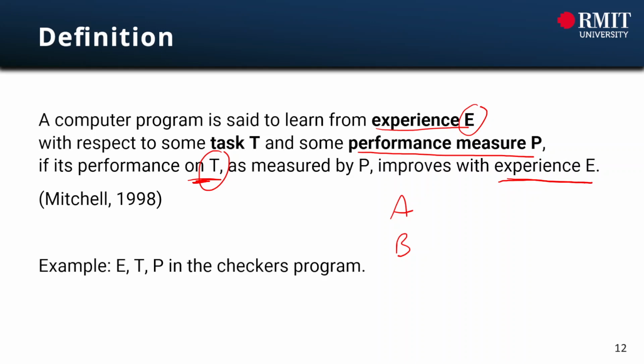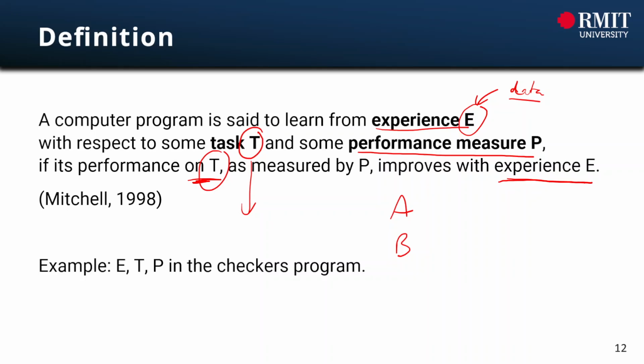Okay. So in this definition, we have three terms. The first one, experience, is actually the data you give to the model. Then we have the task, that is what you want it to do. Let's say you want to train the program to play chess. So the task is playing chess. If you want to train an AI model to filter spam email, then the task will be spam filtering. So the task is what you want it to do.